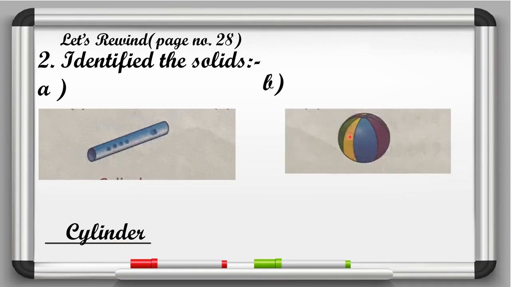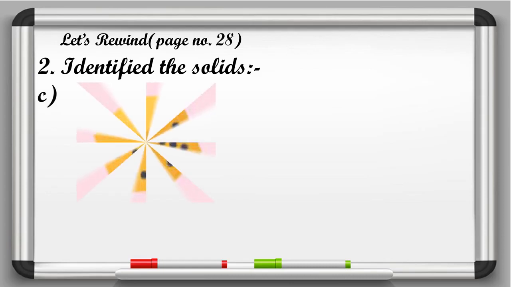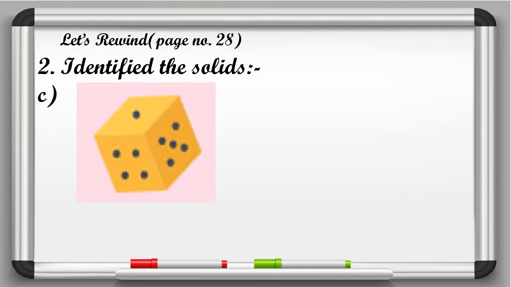Understood, beta? Now in B part, here it is given this object, and this is a football. Okay, now we have to write the solid shape of this object. Okay, and that is sphere. So here we will write the spelling of sphere, S-P-H-E-R-E, sphere. Okay. Now in C part, this object is given. So let's see which object is this. This is dice. Okay. So here we have to write the solid shape of this dice. And what is the solid shape of this dice, beta? That is cube. So here we will write cube. C-U-B-E. Solid shape of dice is cube.